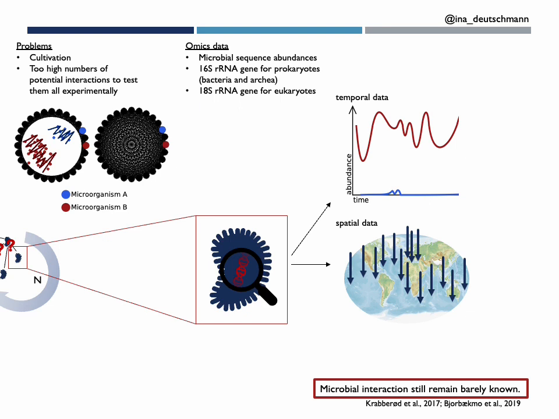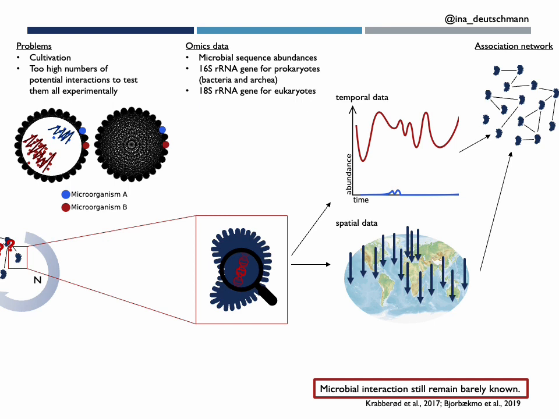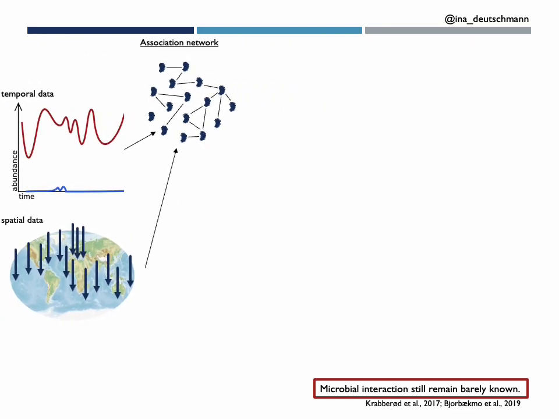When we measure microbial sequence abundances at the same location across time, we have temporal data. And if we measure it in different places, we have spatial data. Both types of data can be used to study microbial interactions via association studies. I envision the microbial associations as a network. A node is a microorganism, and an edge represents an association between two microorganisms.